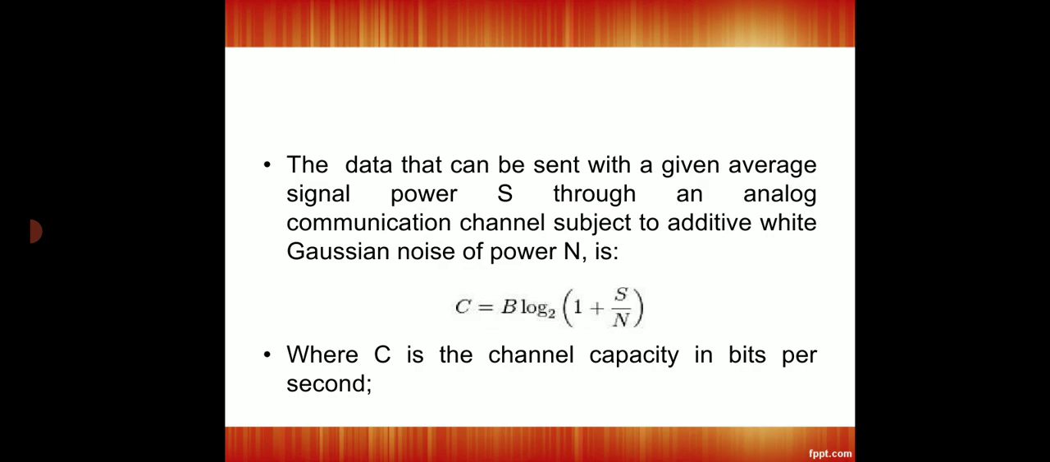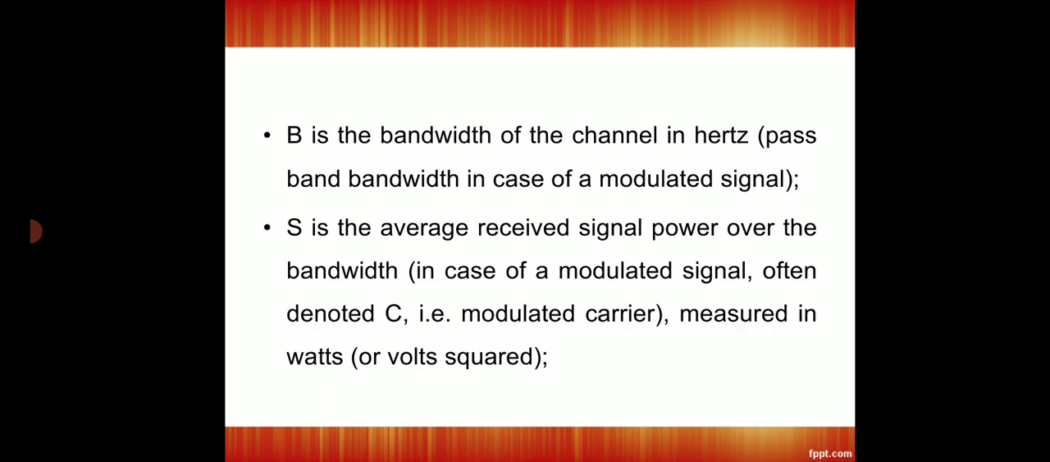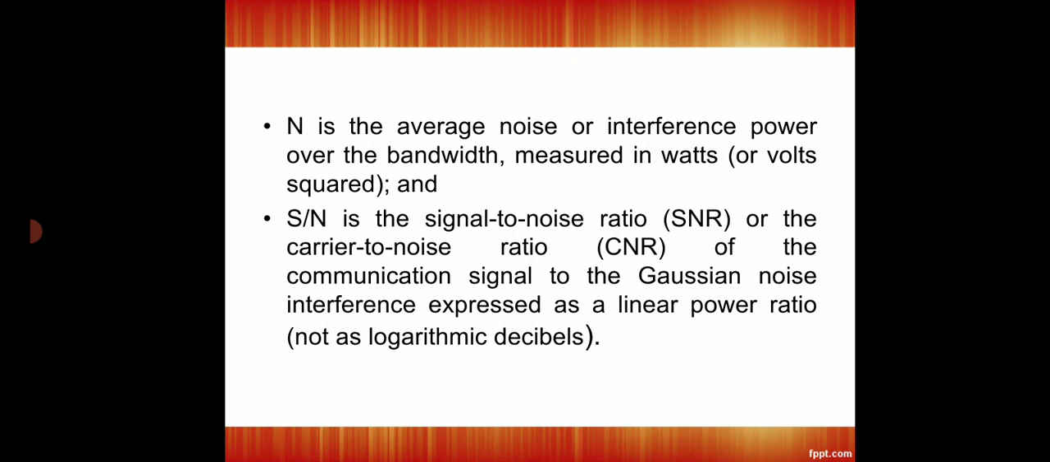Data sent with the signal in a particular bandwidth will contain some kind of noise, which we write as B log2(1 + S/N). Here B is the bandwidth of the channel in hertz, S is the average received signal power over the bandwidth, in the case of a modulated signal often denoted as C, the modulated carrier, measured in watts, and N is the average noise or interference over the bandwidth. So S/N is the signal-to-noise ratio, or the carrier-to-noise ratio, of the communication signal to the Gaussian noise interference, expressed as a linear power ratio.